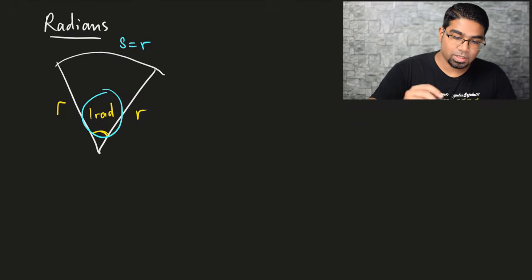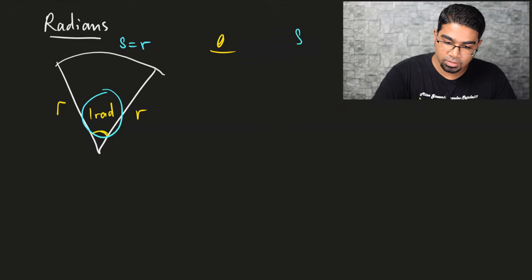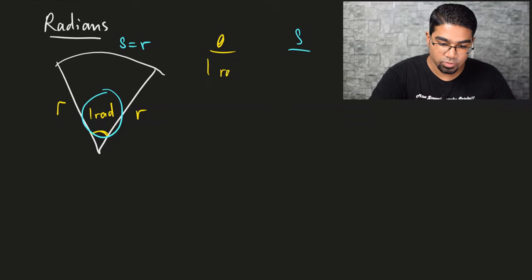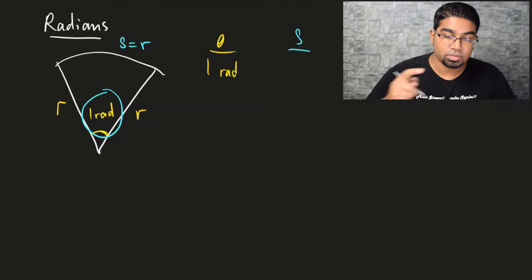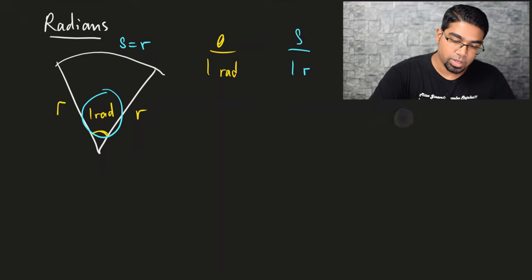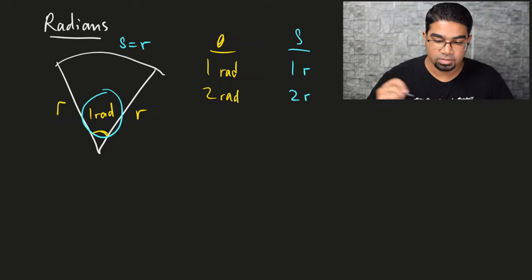Let's see how radians is useful. Now let's say the angle is 1 radian. So let's compare the angle as well as the arc length. If the angle is in radians and the value is 1 radian, by definition we know that the arc length is 1 radius. So 1 radian is 1 radius. If the angle is 2 radians, for example, then we also know that the arc length will be 2 radii.